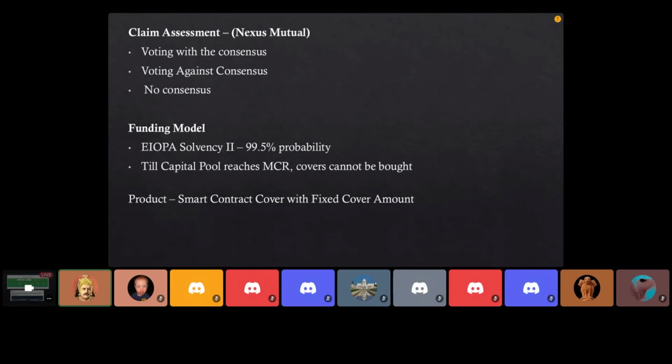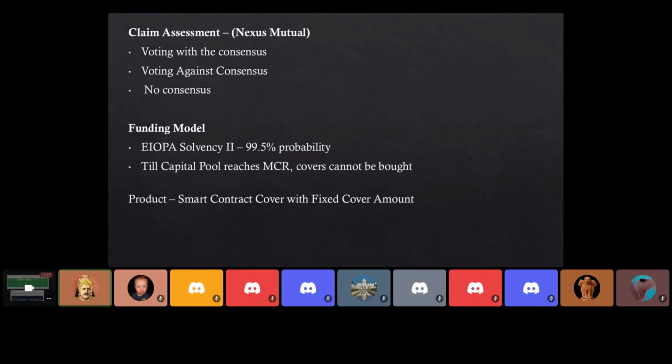If there is a claim assessment panel, and one member is voting with the consensus, then he'll be rewarded more. If he is against the consensus, then he'll be rewarded less. And if no consensus is achieved in the claims assessment panel, then it will be put out to all the members to vote. So this is the detailed claims assessment process that Nexus Mutual is practicing.